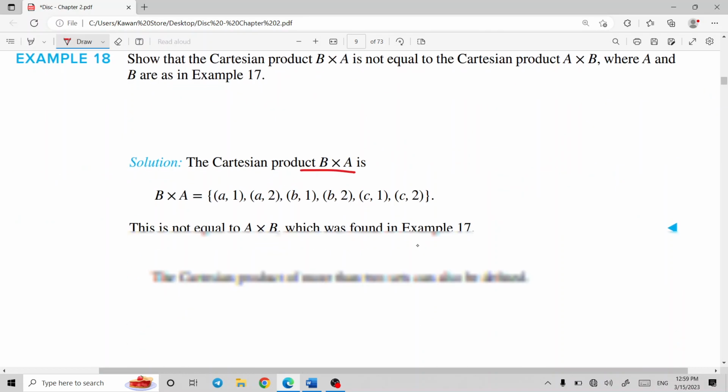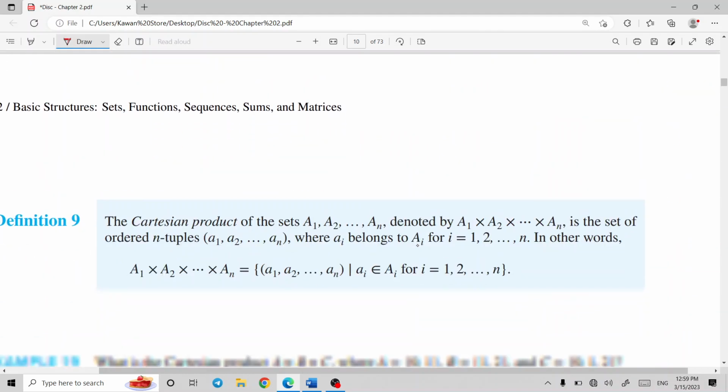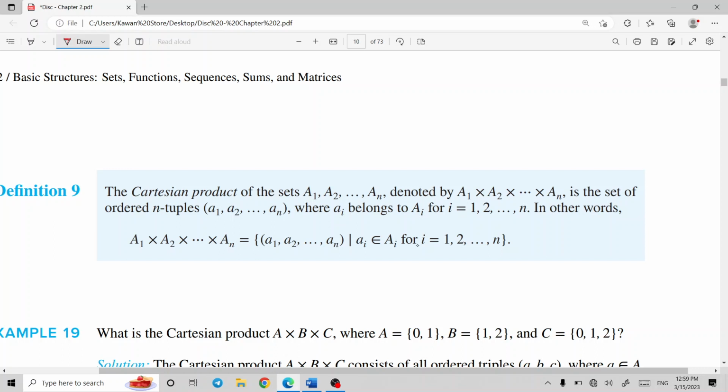Now we have BA, which is different from them. Now, how about A1, A2? It means that if I have many sets, A2, A3, A4, it's okay. Look at the location: A1 in A1, A2 in A2, A3 in A3. What do you mean by that? A equal to that one. Just let me bring it.